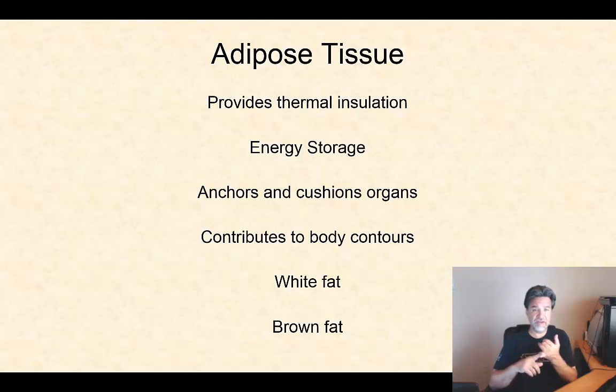Fat is all about the storage and containment of body heat. It also is the primary storage component for triglycerides, our number one energy molecule. Remember, they store twice as much energy as carbohydrates or proteins. We also know that fat provides the cushioning for most of our body's organs and structures, as well as contributing to the body's contours.